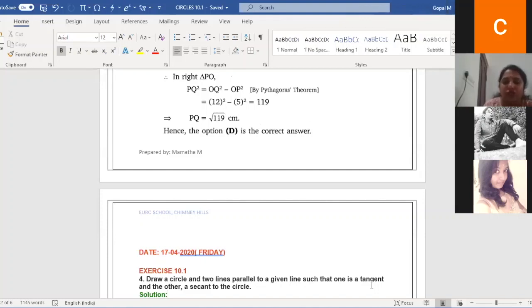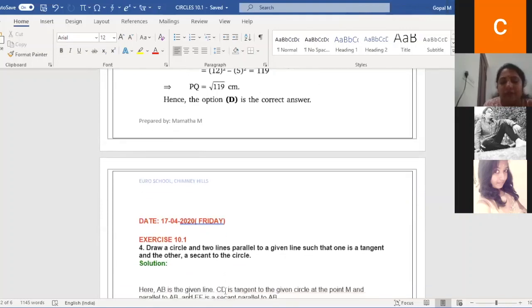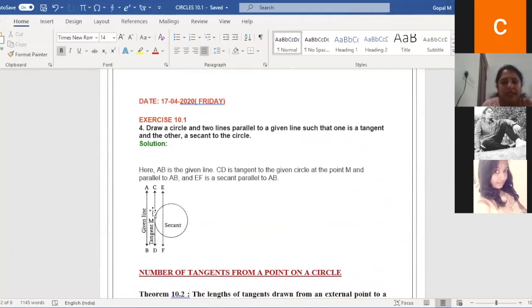One tangent you need to draw parallel to the given line. The other one is a secant. What do you mean by secant? The line touches the circle in two points. Am I clear, children? See, this is the answer. Here, you can draw a circle with any radius. Here AB is the given line. I think you can see the given line AB. They are asking us to draw two lines: one is a tangent, the other one is a secant.